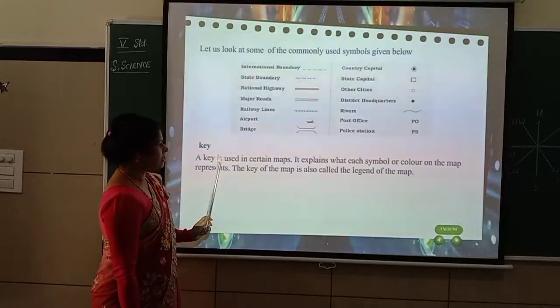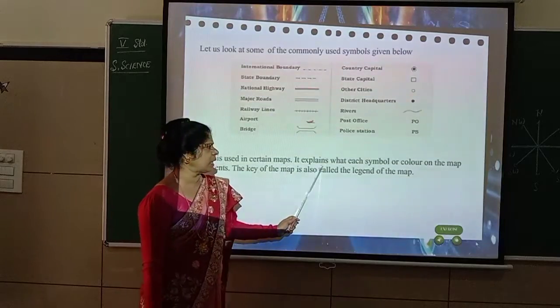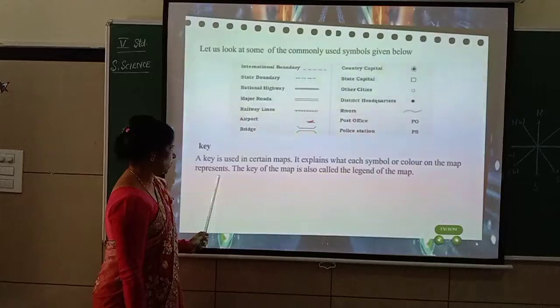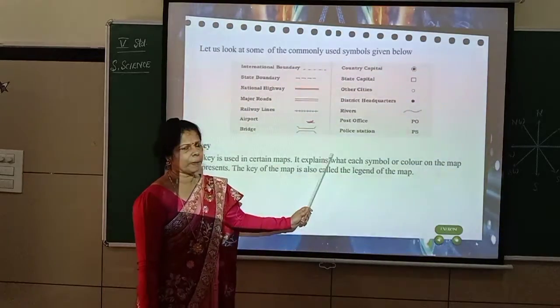So let us now just come to a conclusion here. A key is used in certain maps. It explains what each symbol or color on the map represents. The key of the map is also called the legend of the map.